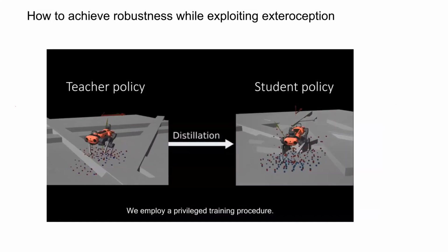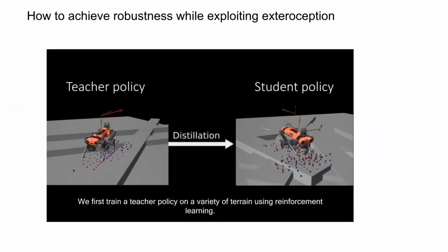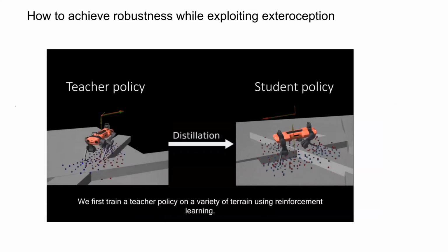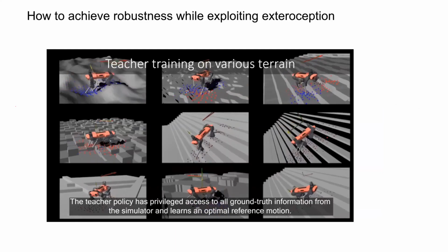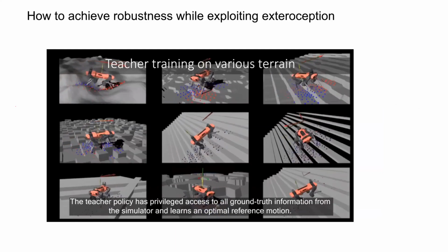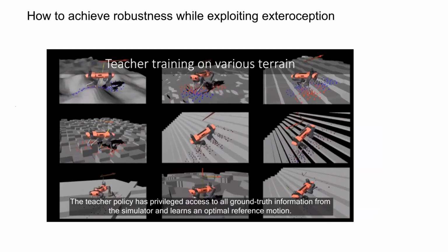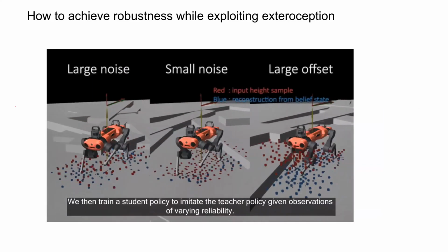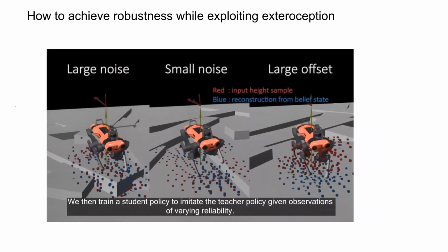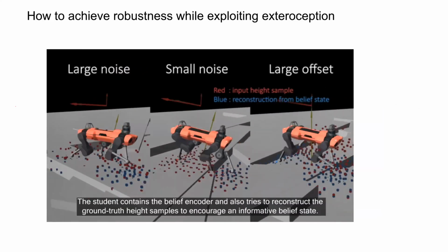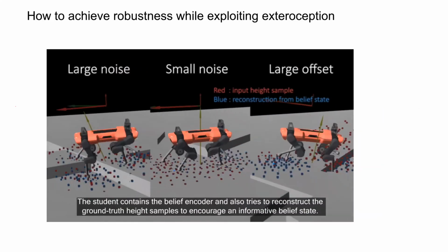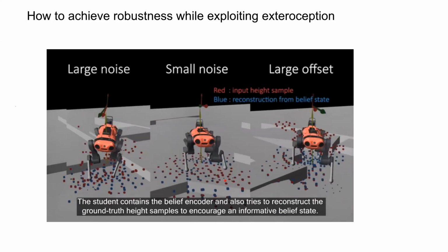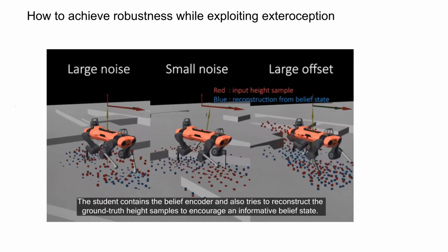To train this, we use two-stage training. First, you train the teacher policy, which has all the ground truth information in simulation. You first train this locomotion policy using reinforcement learning, giving all the possible information like ground truth height scan, friction coefficient, and external disturbance. Then once you have the teacher policy, you train the student policy, which tries to mimic this teacher policy, but from a very noisy height scan.